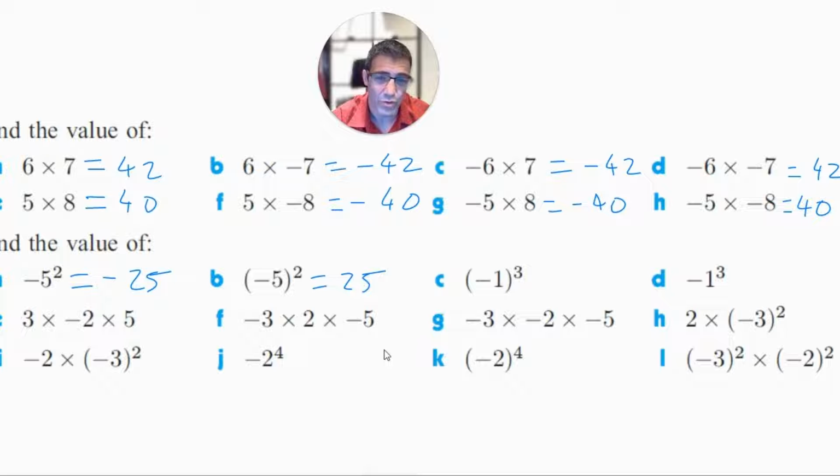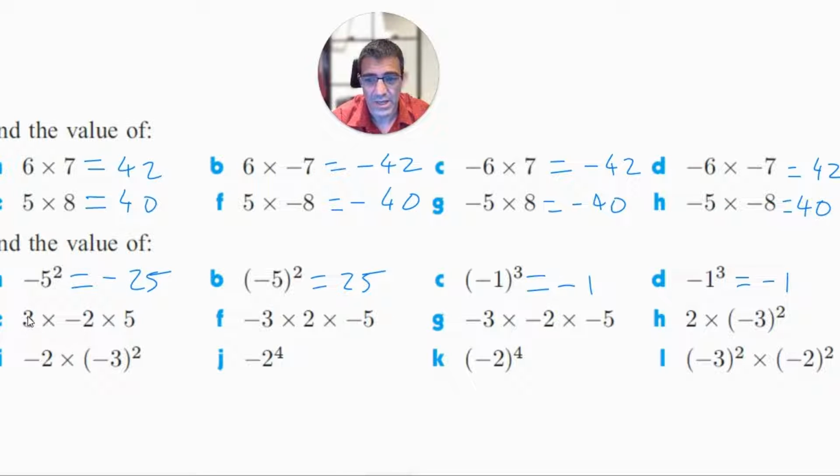Cube numbers, well, if you cube a negative number, generally you get a negative because it's minus times minus times minus. So minus minus gives you plus, and then an extra minus gives you a minus. So this is negative 1. And then 1 cubed happens first, so that's 1. And then a negative in front of 1, it's just also a minus 1.